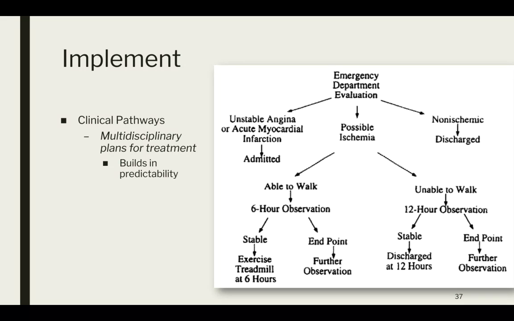We have a patient come into the emergency department. We need to evaluate them. We evaluate them. We notice that they have some chest pain. We don't know if they're having an MI, if they have possible ischemia, or if they have non-ischemia. So when we do this, and we notice that it's unstable angina, or they have acute myocardial infarction, we're automatically going to admit them. If they have possible ischemia, we are going to see whether or not they can walk, or if they are unable to walk. That'll put them either into a 6-hour or 12-hour observation. And then we're just going to follow this all the way down to its end point and determine whether or not they need to be admitted or further observation, or if they can be discharged home.